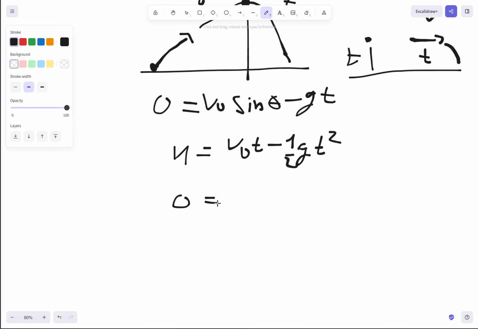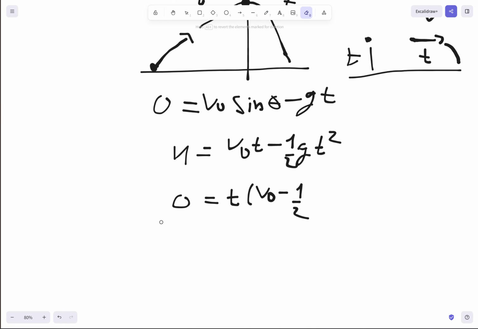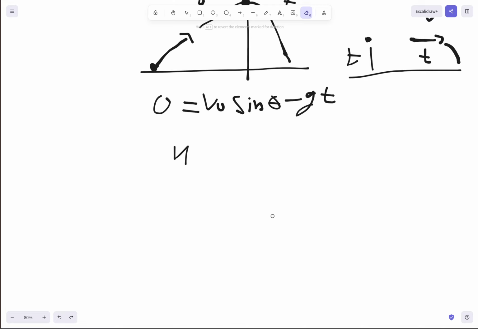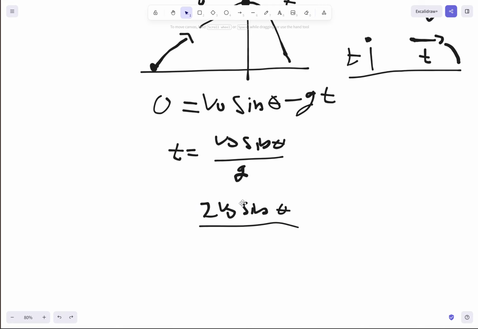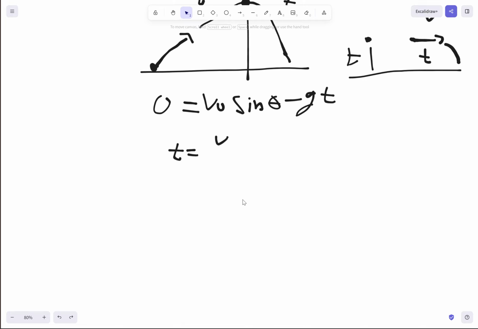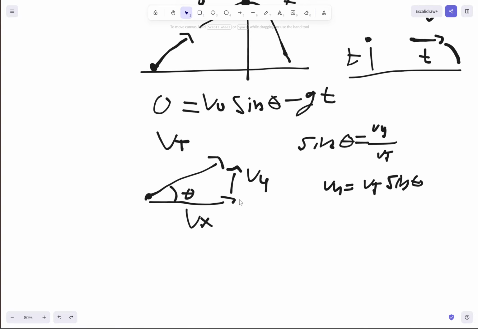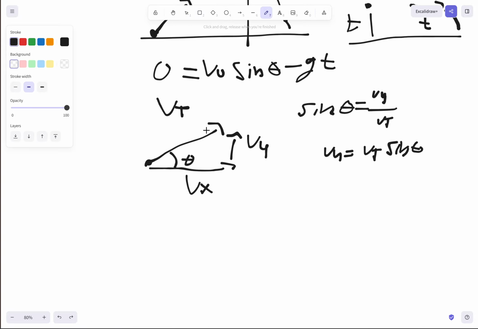0 equals, factor out the t, V0 minus 1. Oh, shoot. Sorry. Remember all that vector stuff that I was talking about before? I need the diagram back. I want my vector velocity diagram. Where'd it go? Where is it? Oh, there we go. Yeah, we still need it here.